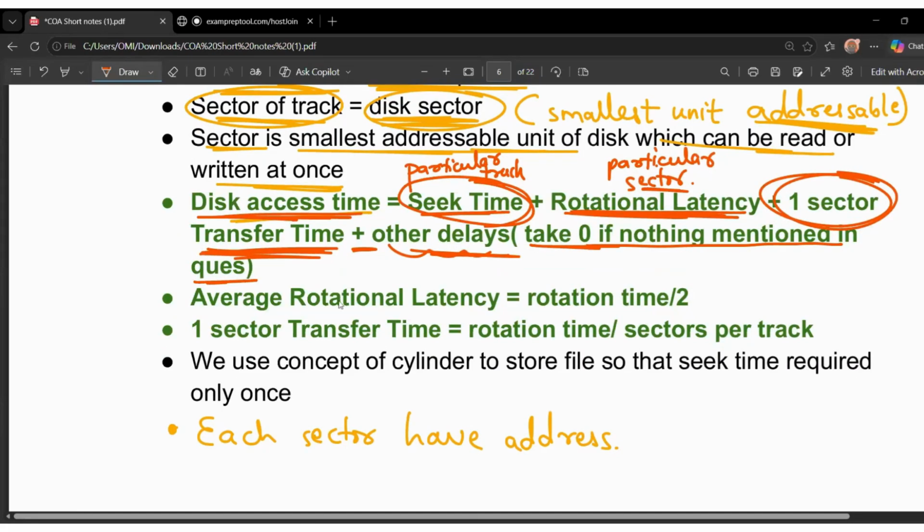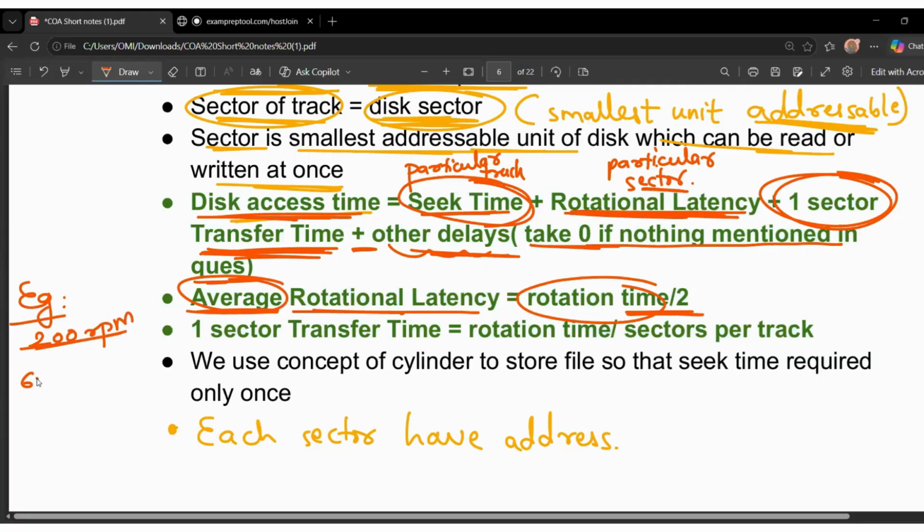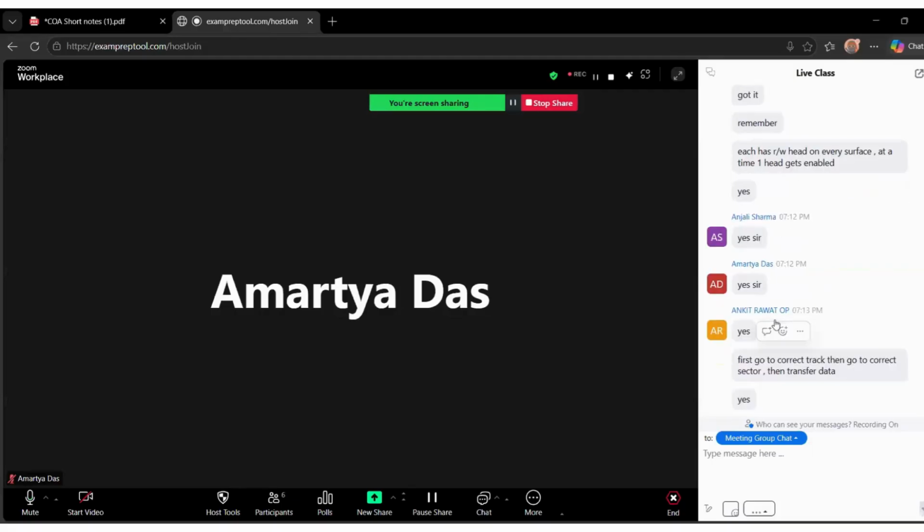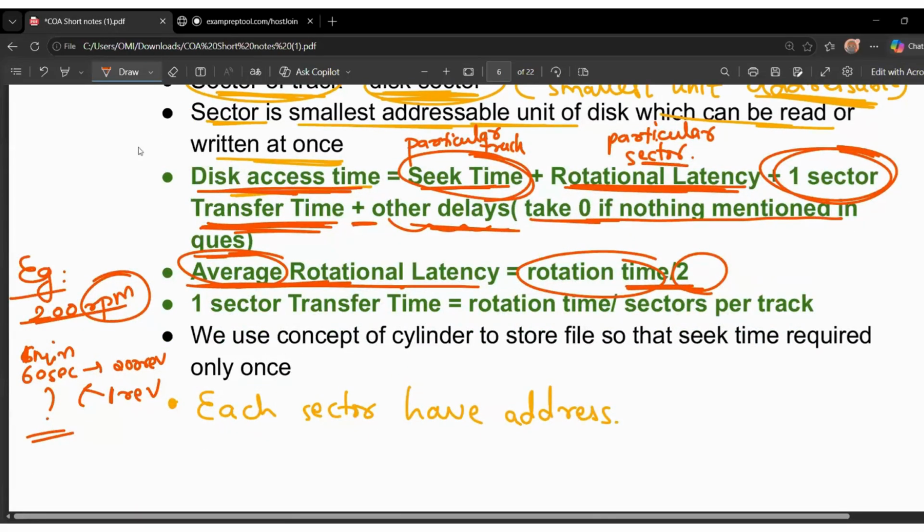Then what is the average rotational latency? How to find it? Rotation time divided by 2. We have seen an example, let's say 2000 RPM. In 1 minute or 60 seconds, 2000 revolutions, because it is rotations per minute. So one revolution will take how much time? And then we divide it by 2 to get the average rotational latency. Remember, how many of you recall this?